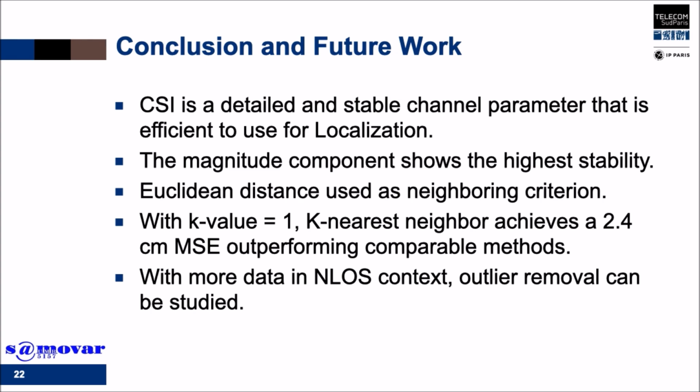So the main conclusions of our work are: channel state information is a detailed, granular, and a stable parameter that can be used efficiently for localization. Using statistics, we showed that the magnitude component shows the highest stability among the 4 components. With the k-nearest neighbor method, using the Euclidean distance as the neighboring criteria, and with the k-value equals to 1, we were able to achieve a 2.4 centimeter mean square error, outperforming state-of-the-art solutions.